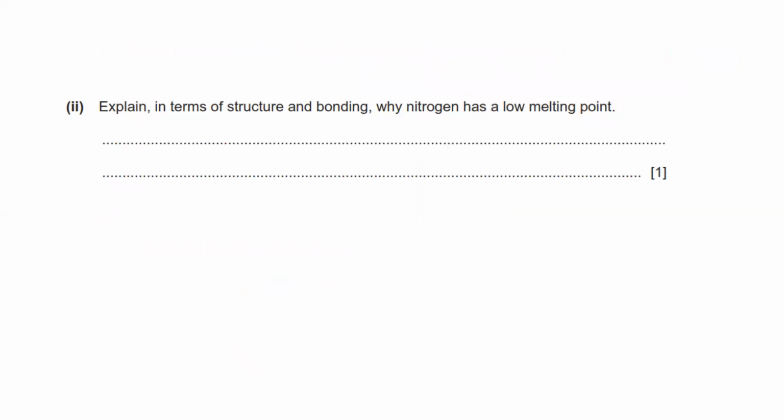So moving ahead, it says explain in terms of structure and bonding why nitrogen has a low melting point. So remember, this is a covalent compound, and since it's a diatomic molecule, it has a covalent bond. There are weak intermolecular forces, and since there are weak forces, whenever you have to break these bonds, the amount of energy required is not very high. And that is why it has a low melting point.